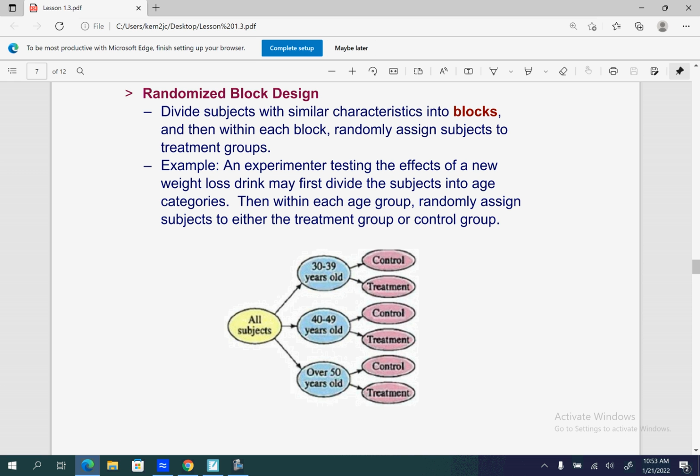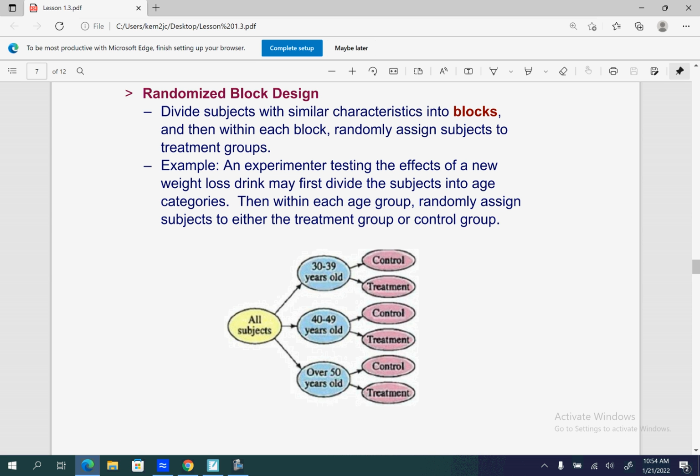So the first type of experiment design is called randomized block design, where we take all of the subjects, and this is a nice little graphic if you wanted to put an example of this on your gold paper. All subjects, and then we divide them into some sort of groups based on a similarity. So in this picture, they're dividing them by age. So we've got people in their 30s, people in their 40s, people in their 50s.